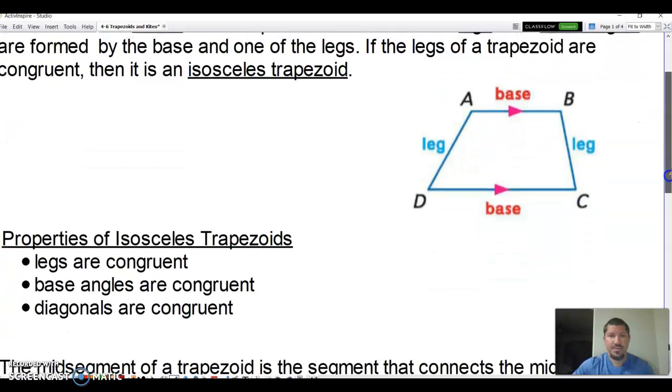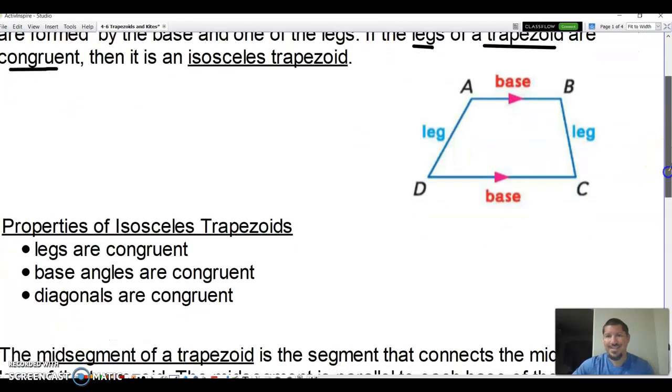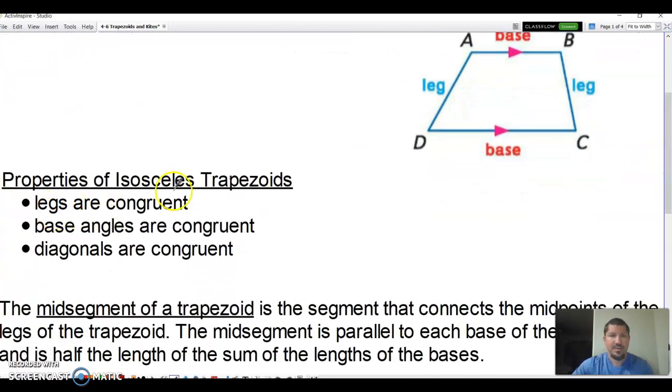Alright, so isosceles trapezoid means that the legs of the trapezoid are congruent. When that's the case, legs are congruent. It says base angles are congruent, so that's going to be this angle, and then this angle will be congruent to this angle here, and diagonals are also congruent.